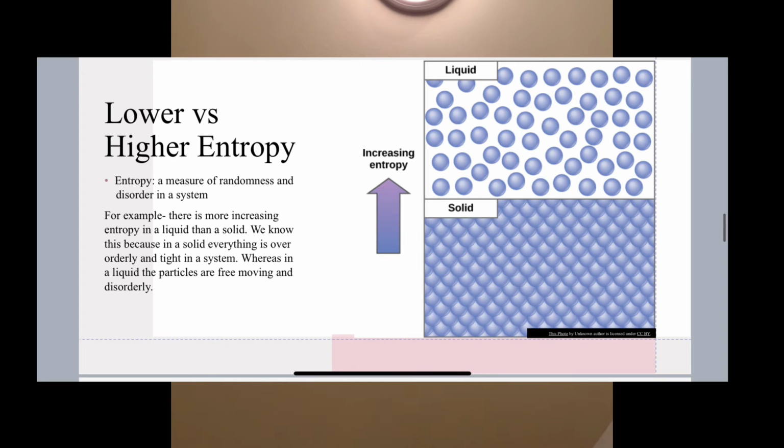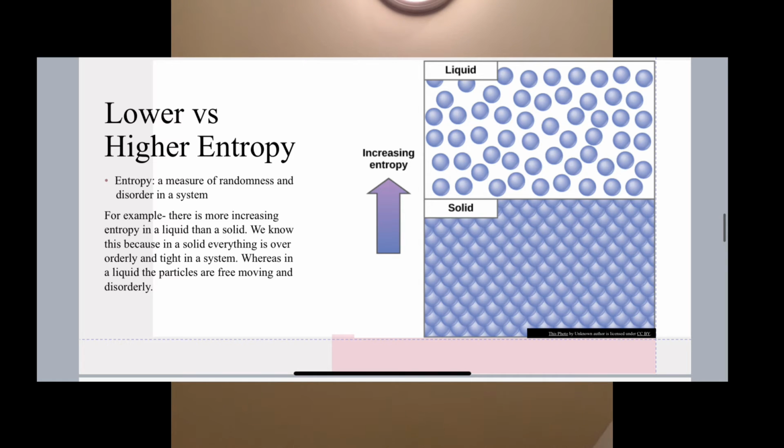Moving on, staying on the same topic of entropy, entropy is a measure of randomness and disorder in a system. So it's basically how crazy can you get. An example of this, to better understand it, is that there's more increasing entropy in a liquid than a solid. We know this because in a solid, everything is orderly and tight in a system, whereas in a liquid, the particles are free, moving, and disorderly.